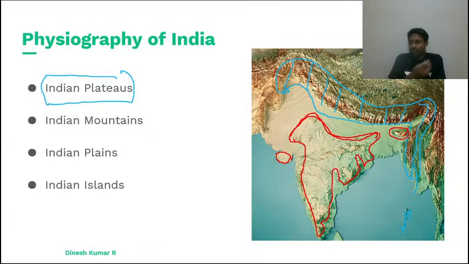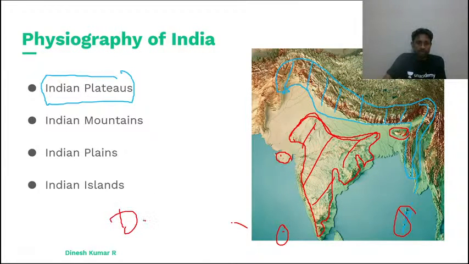Now in this figure, if I want to classify my India into 4 basic divisions, all this reddish color is my Indian plateaus. All this blue color is my Indian mountains, the region in between is my Indian plains, and finally these belts are my Indian islands. So these are the 4 classifications we have to understand. Now you can definitely ask me, where is the desert? Isn't it another classification? I can say yes, I can say no, both.